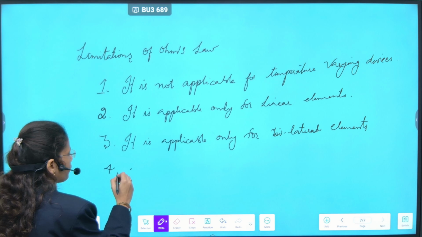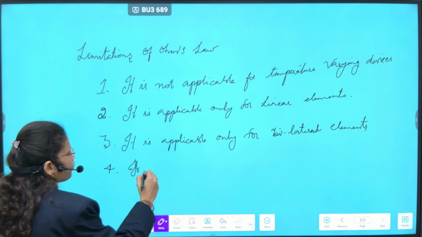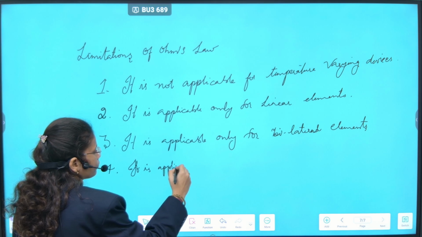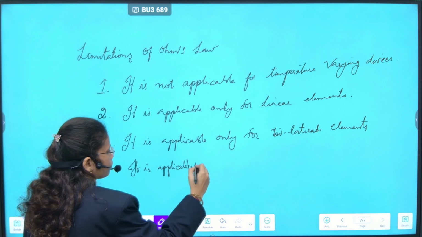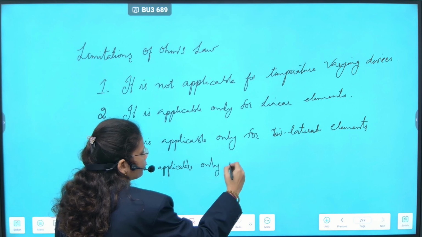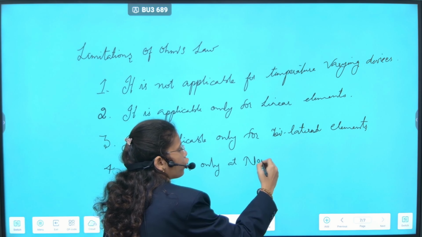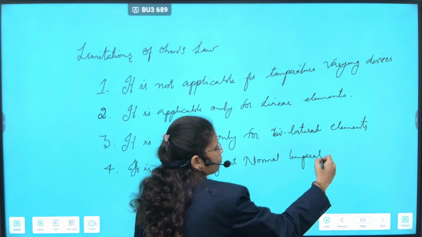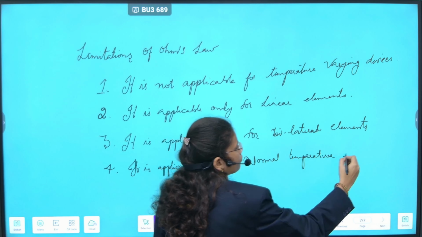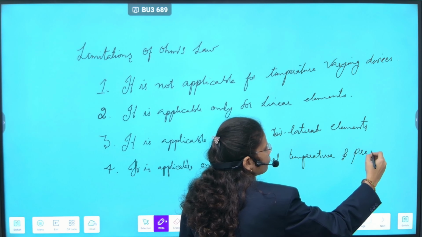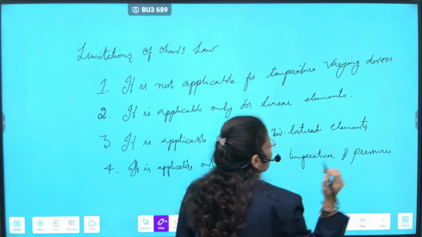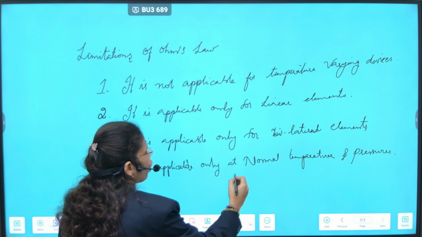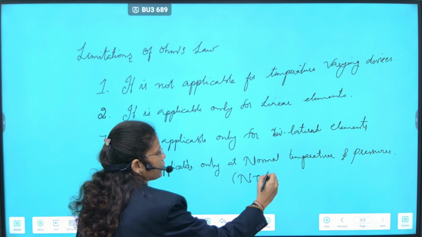Next, fourth point. It is applicable only at normal temperatures and normal pressure. Ohm's law is only applicable for normal temperature and normal pressure devices only.